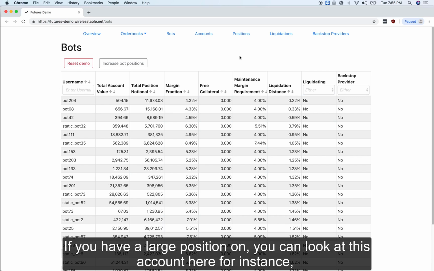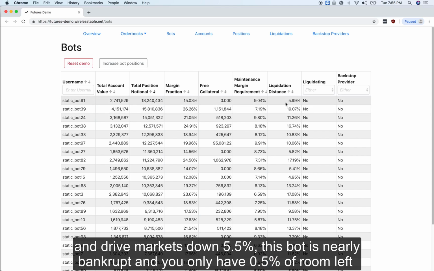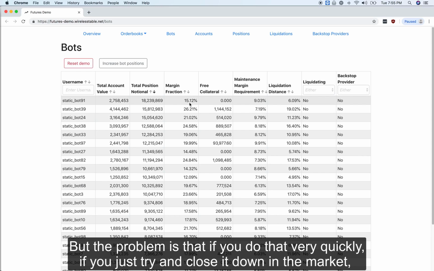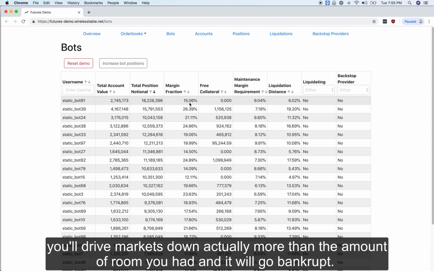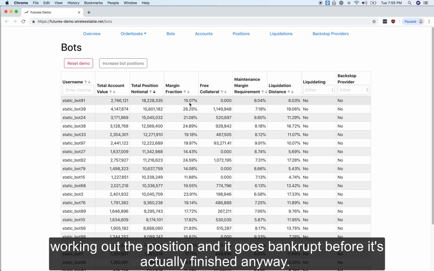If you have a large position on, you can look at this account here, for instance, and drive markets down 5.5%, this bot is nearly bankrupt. And you only have 0.5% room left before it needs to actually close down. But the problem is that if you do that very quickly, if you just try and close it down in the market, you'll drive markets down actually more than the amount of room you had, and it will go bankrupt. Whereas if you go slowly, you run the risk of markets just drifting down while you're slowly working out the position, and it goes bankrupt before it's actually finished anyway.